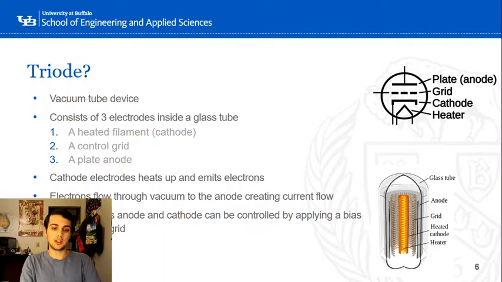A triode works by heating the cathode filament, causing it to emit electrons as a result of the thermionic effect. These electrons flow through the vacuum tube unencumbered by gas molecules through the control grid and the plate anode, where the electrons are collected. This creates a potential difference, or voltage, across the anode and the cathode. The electricity through this device can be controlled by applying a bias to the control grid. A strong negative bias on the control grid repels the electrons, preventing them from reaching the plate anode.